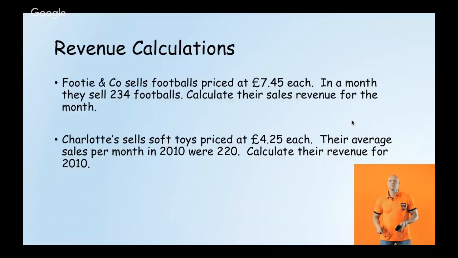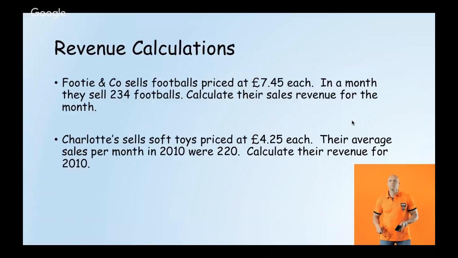So, have a go yourself. Footy & Co sells footballs at £7.45 each. In a month, they sell 234 footballs. Calculate their sales revenue for the month.